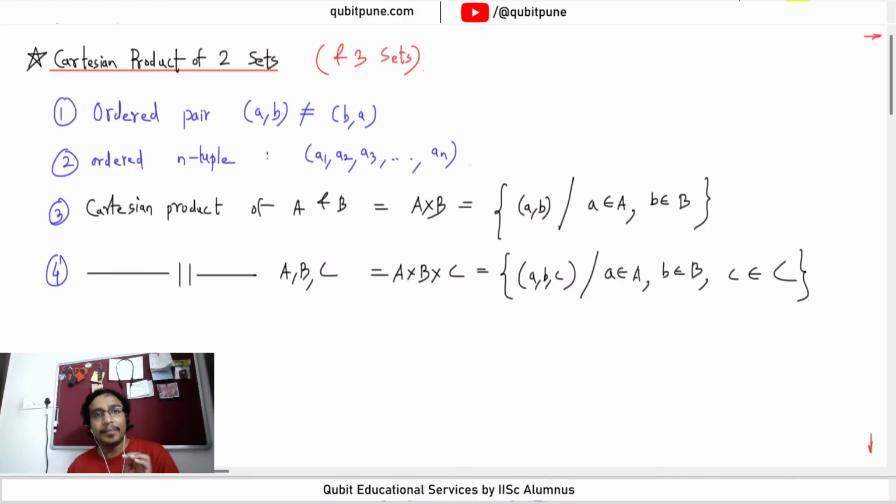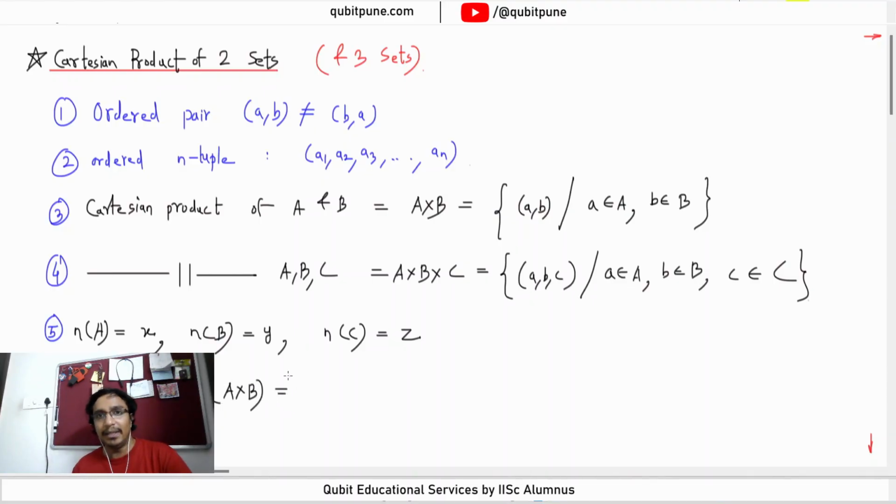Now can you tell me how many elements a Cartesian product can have? If I say that the sizes of A, B and C are known, suppose n(A) is equal to X, n(B) is equal to Y and n(C) is equal to Z, then how many elements can we expect in A cross B?